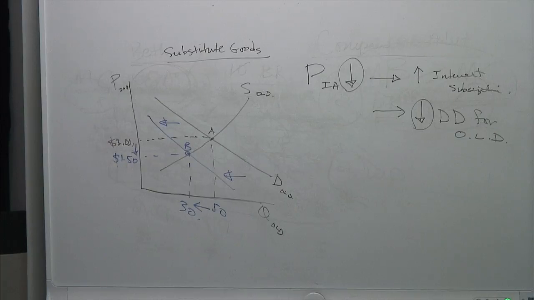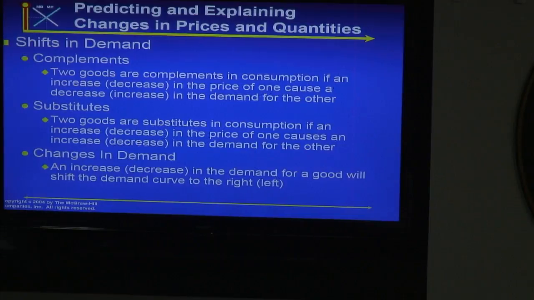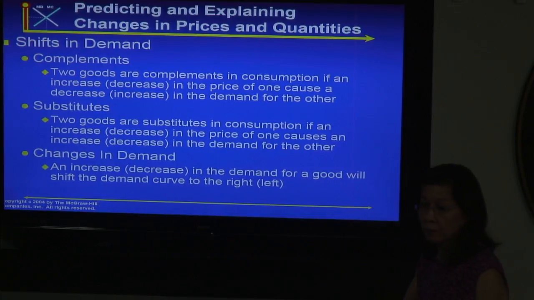And that is the case right here. So in other words, for substitute goods, the beginning price and the ending price for the other good of which it is a substitute move in the same direction. So that's all it's saying. Increase, increase, decrease, decrease.